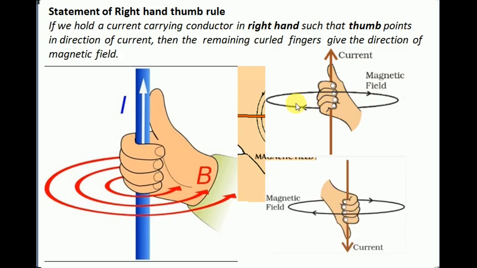If the current is going in downward direction, then again I'll hold the conductor with right hand, thumb pointing the current. Then you can see from above the conductor the magnetic field is going towards the left, and from below the conductor magnetic field is going towards the right.